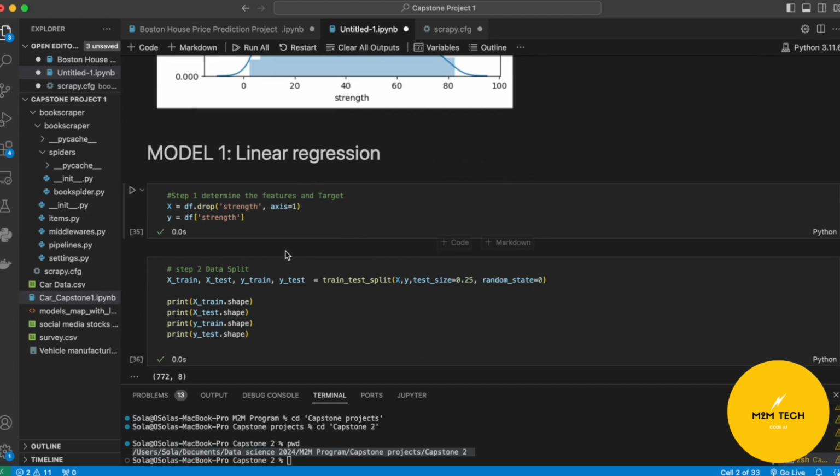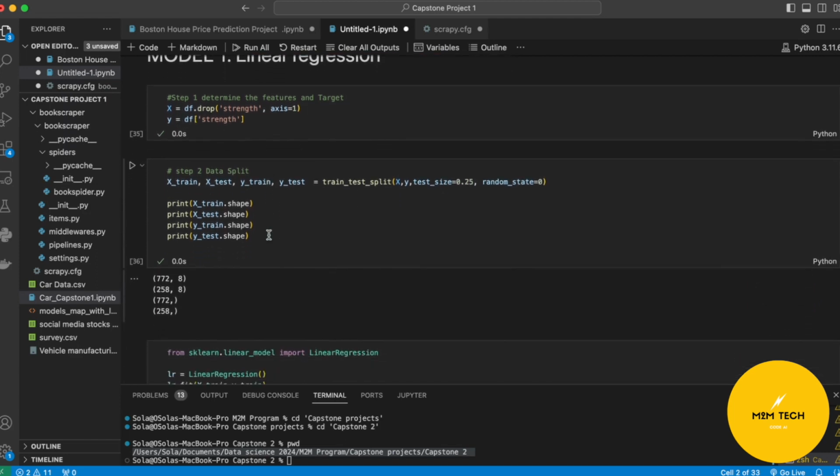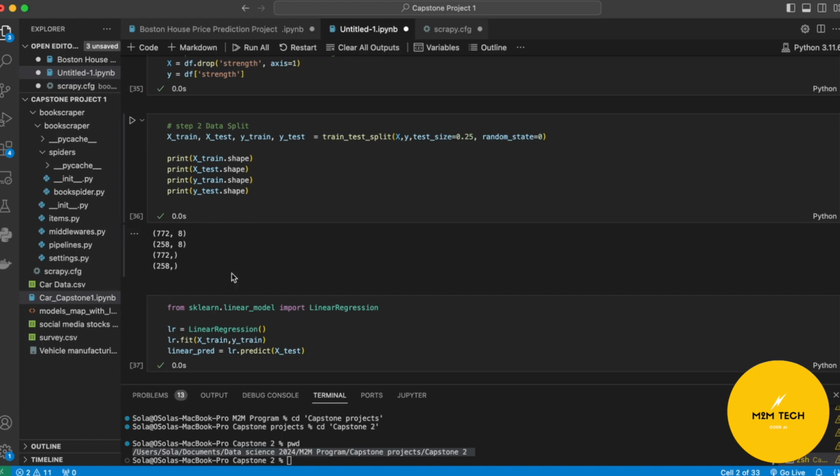For linear regression, the first thing was to set aside the features. So that would be all the features minus strength, which would be the target variable. So y is the target variable. And then using the train test split, I split my data. I'm using 75% for training purposes and 25% to test. And so this is what I have.